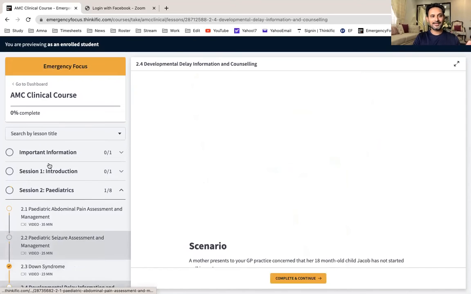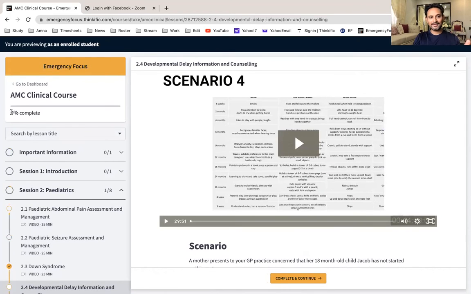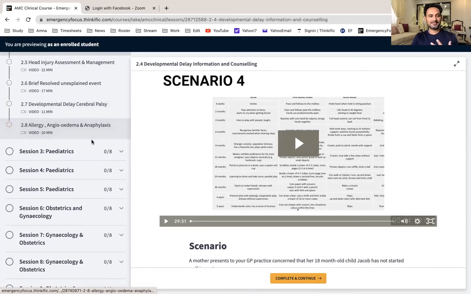Whenever you complete a topic, you can mark complete or mark incomplete. And there's a progress bar here. Right now it's 0% complete. As you progress through the topics, it will mark completion. This is very important because as soon as you have completed all the topics, the course will be completed for you and you will be able to download your certificate with absolutely no hassle at all. Now, as I said, this is a very intuitive platform. It is exclusively available to all our emergencyfocus.net AMC clinical participants.